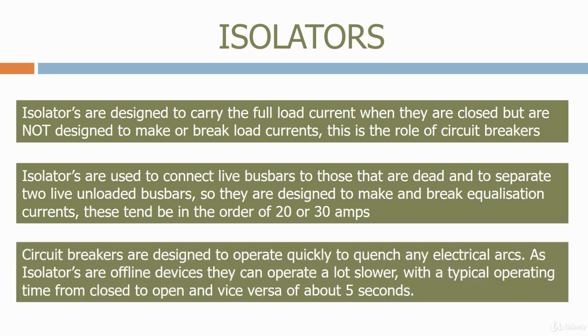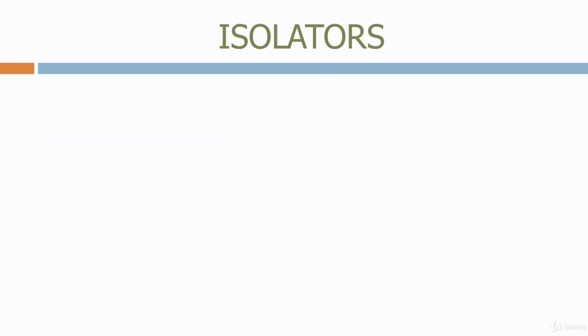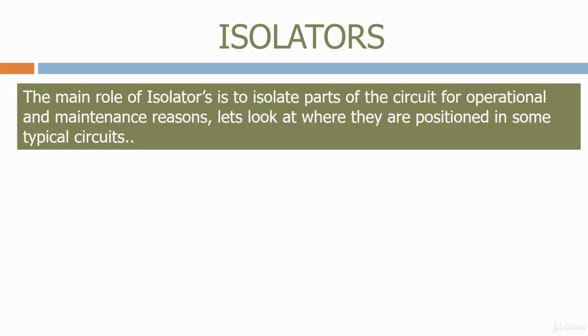Circuit breakers are designed to operate quickly to quench any electrical arcs. As isolators are offline devices, they can operate a lot slower, with a typical operating time from close to open and vice versa of about 5 seconds. The main role of isolators is to isolate parts of the circuit for operational and maintenance reasons. Let's look at where they are positioned in some typical circuits.